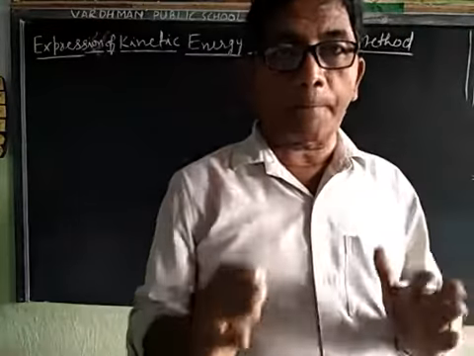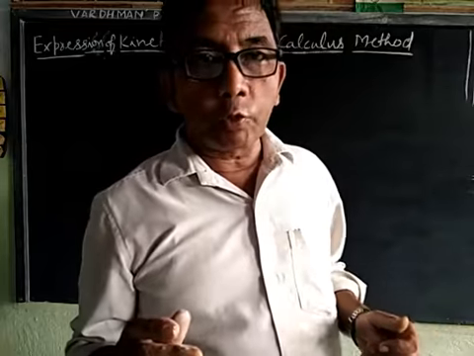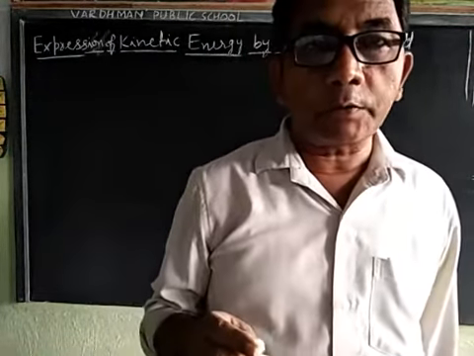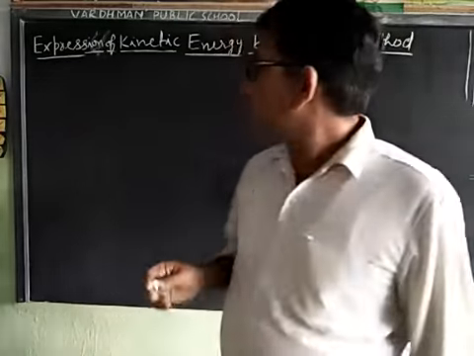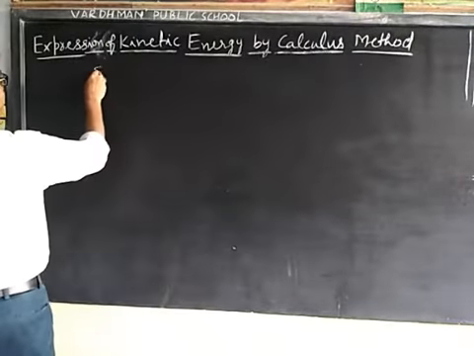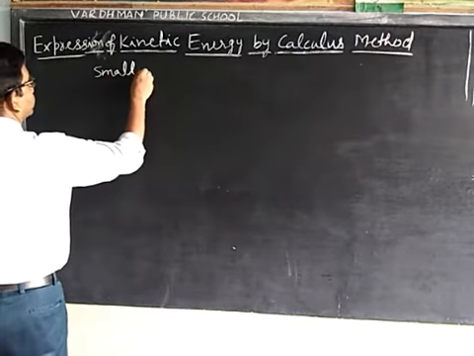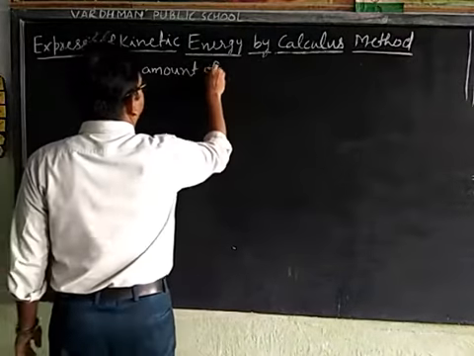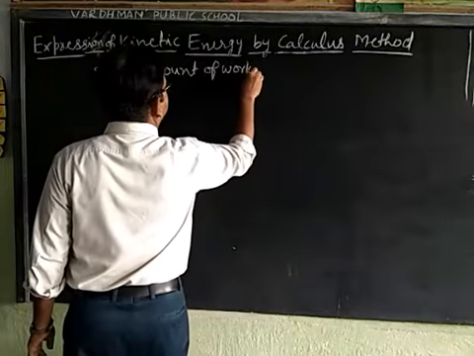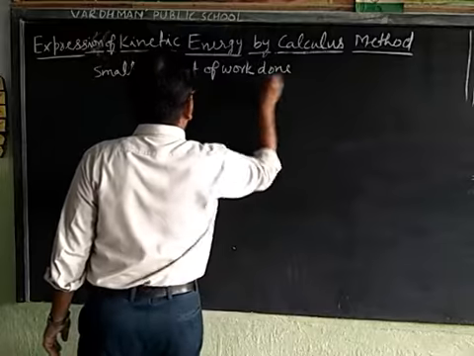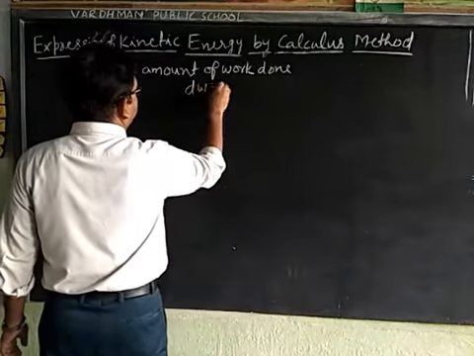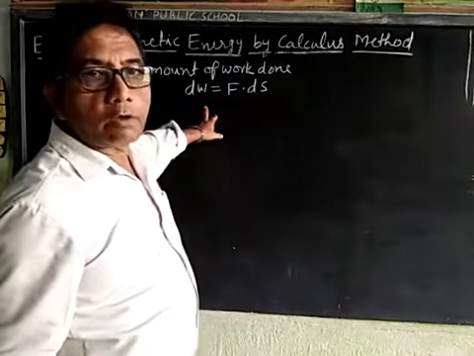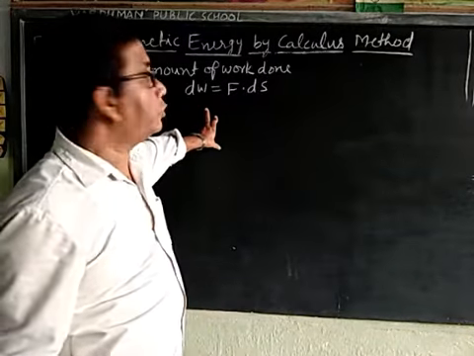Then a small amount of work is done. Small amount of work done, dW is equal to F into ds.